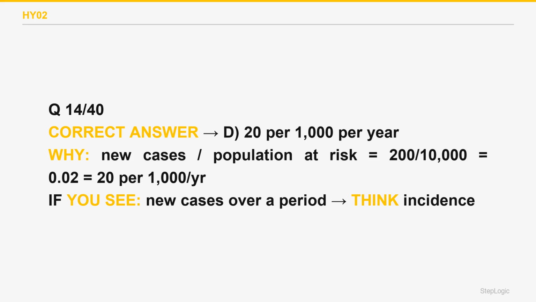The value 2 per 1,000 is off by a factor of 10, a decimal slip in dividing 200 by 10,000. Choice A wrong. The 200 per 1,000 wrongly treats the 200 cases as if the denominator were 1,000 rather than 10,000. Choice B wrong. 200 new cases among 10,000 at risk is an incidence of 20 per 1,000 per year.